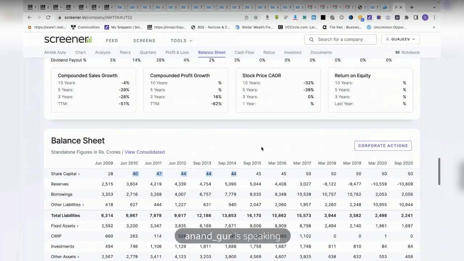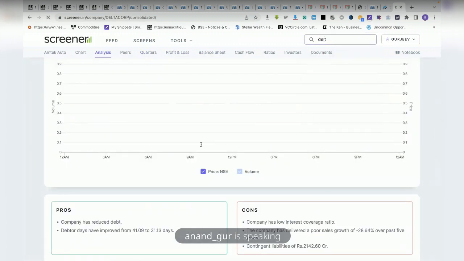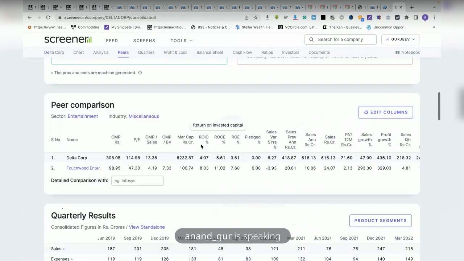Now one example I would like to show you is asset turnovers. We should not invest in a company where the asset turnover is less than 1. So, a recent example.